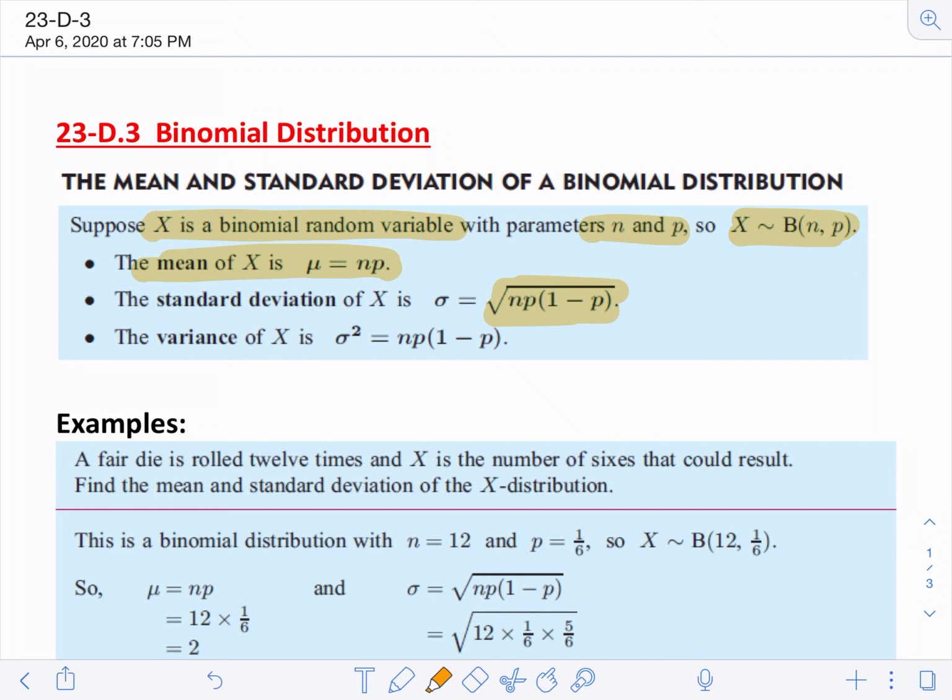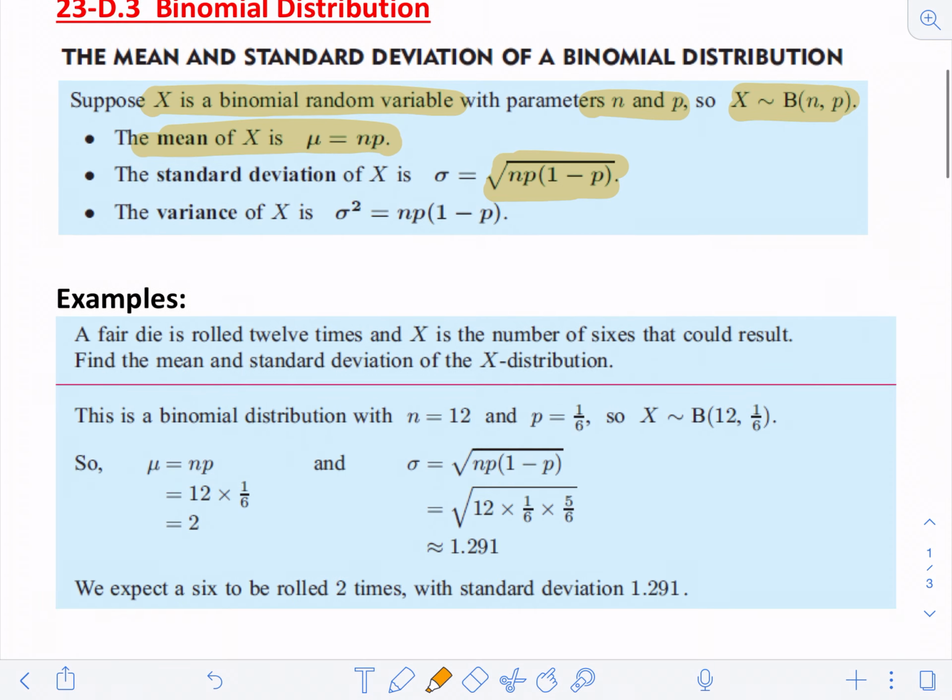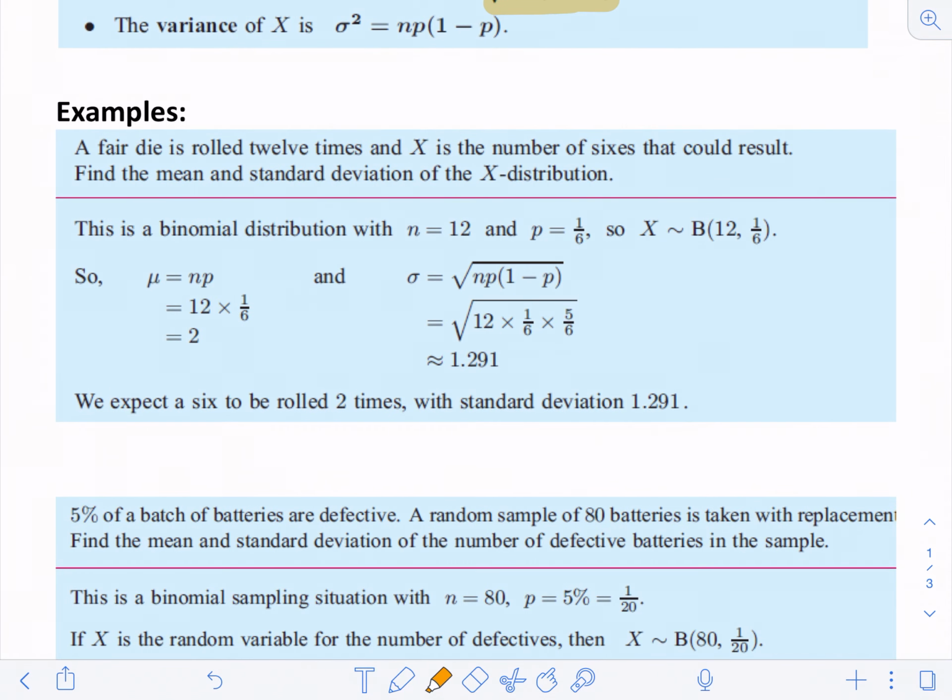This is a pretty basic common formula for a binomial distribution, when I have that probability of success or failure, just those two. I use the square root of n times p times 1 minus p, and that's it. So I just want to show you a couple of examples of how that standard deviation is calculated. Here's the first one. We have a fair die. It's rolled 12 times, and X is the number of sixes that could result. Find the mean and the standard deviation of this distribution of X.